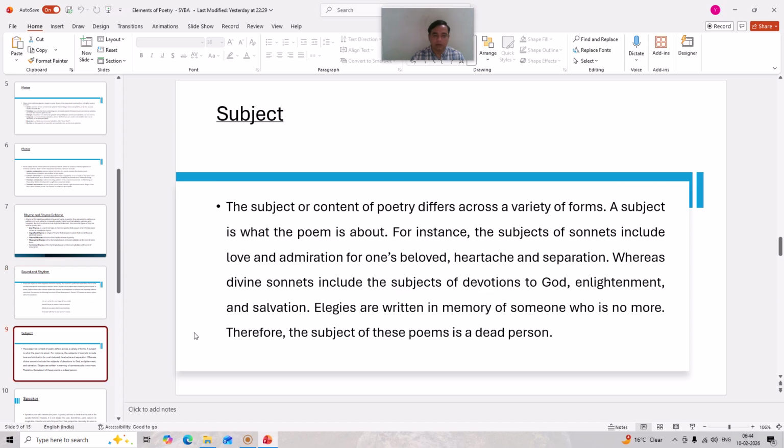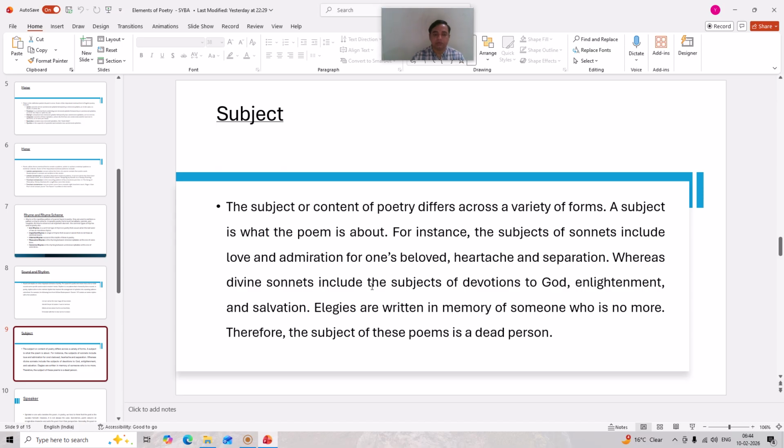The next element of poetry is subject. Subject or content of poetry differs across a variety of forms. A subject is what the poem is about. For instance, the subjects of sonnets include love and admiration for one's beloved, heartache and separation.